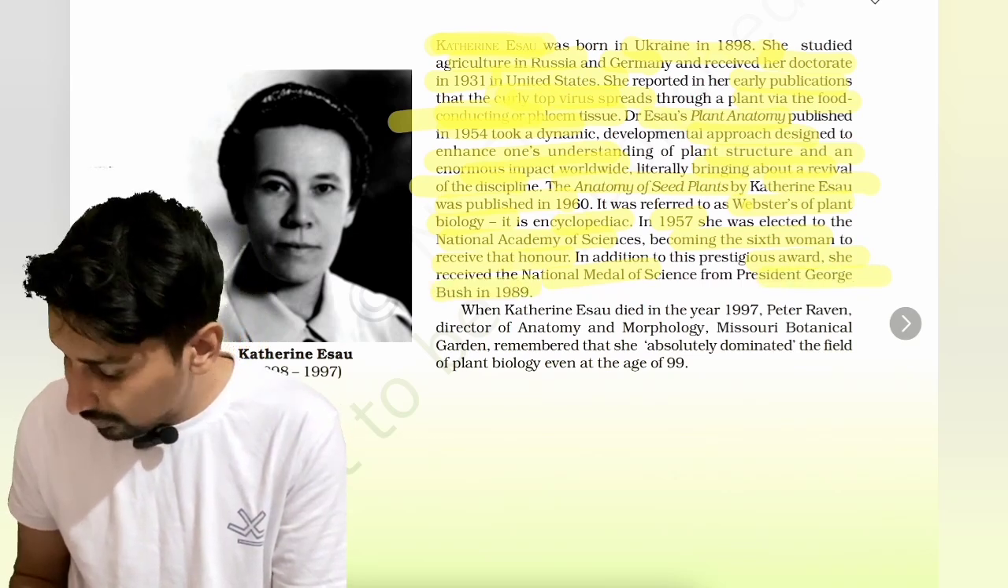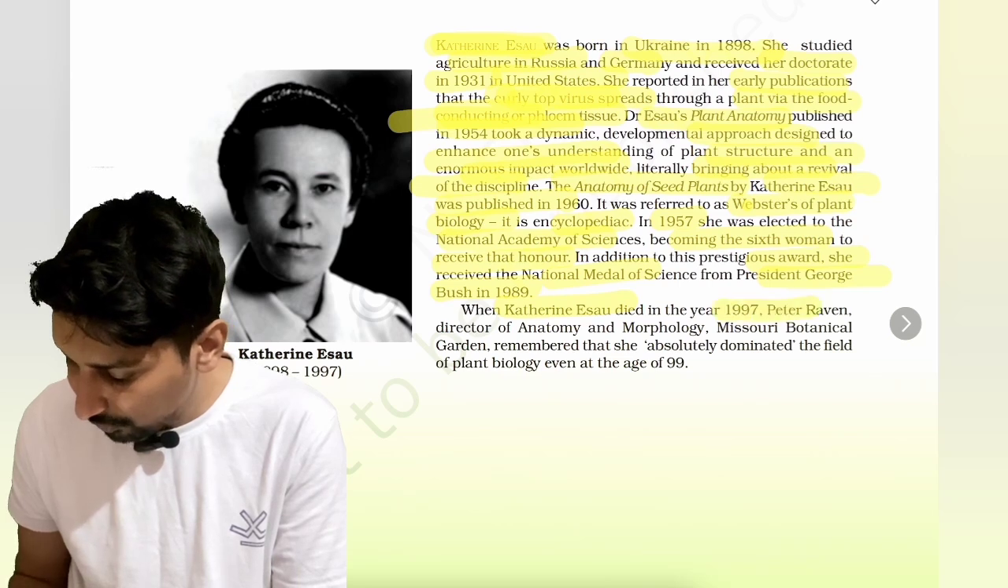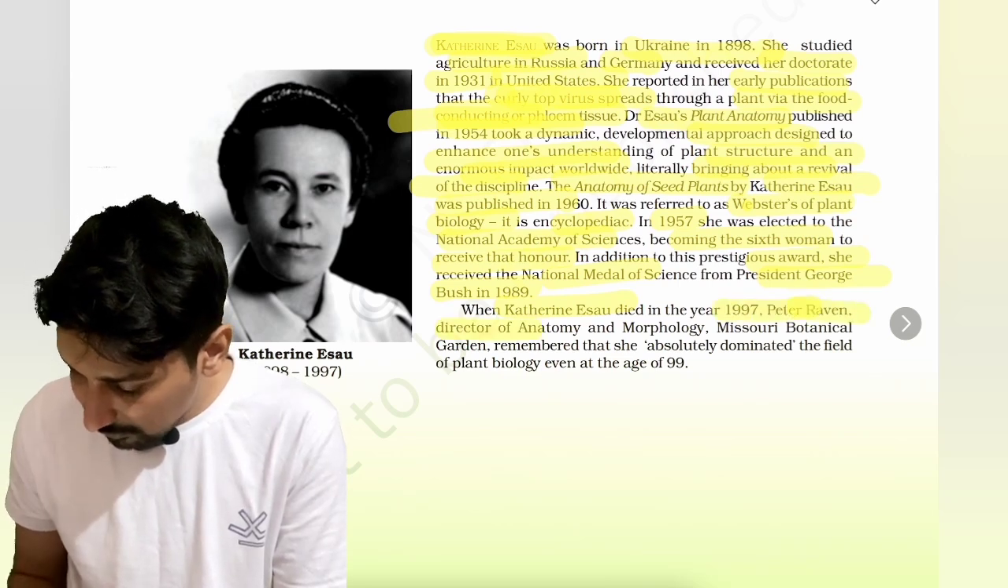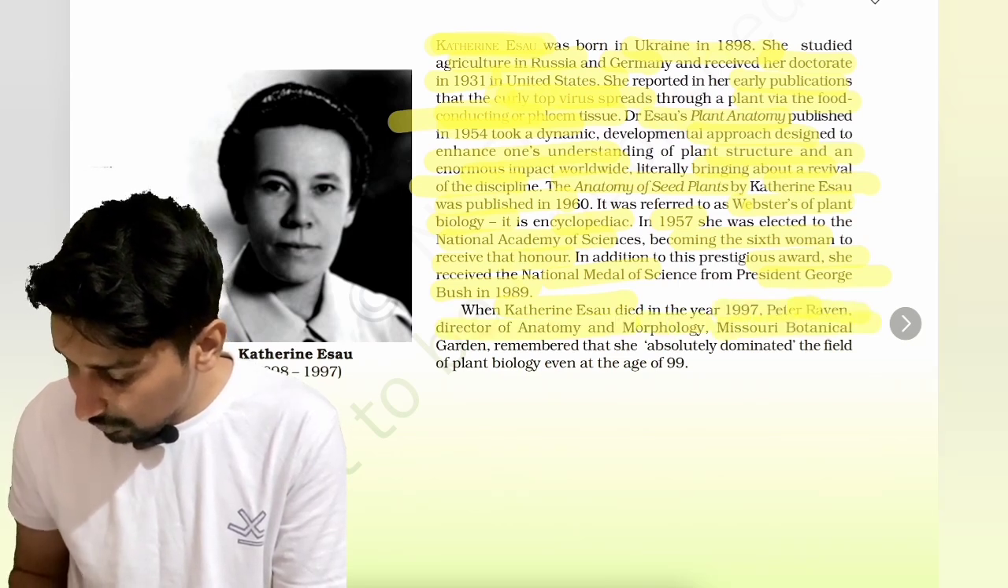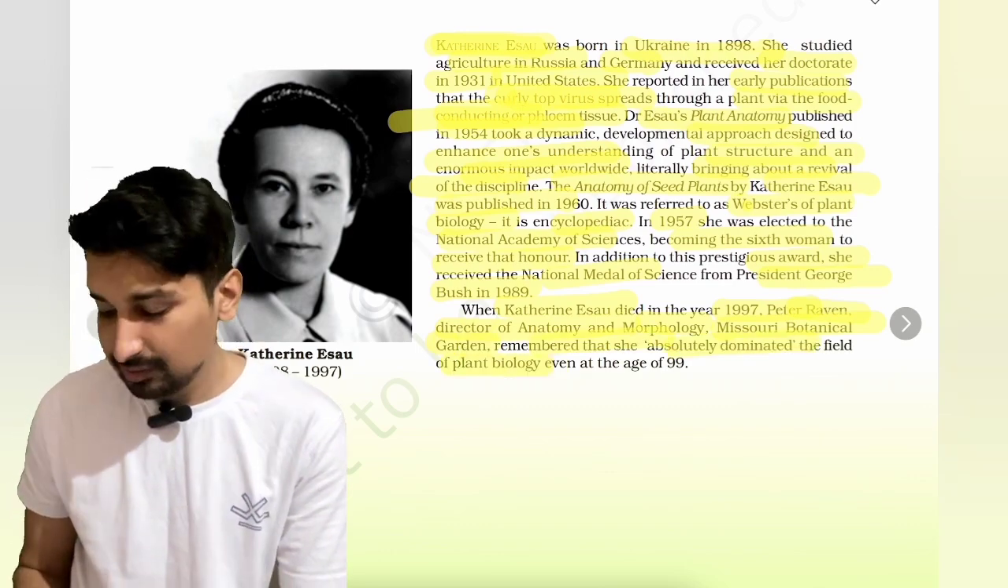When Catherine Esau died in 1997, Peter Raven, Director of the Missouri Botanical Garden, remembered that she was absolutely dominant in the field of plant biology, at the age of 99. So let's start the chapter now.